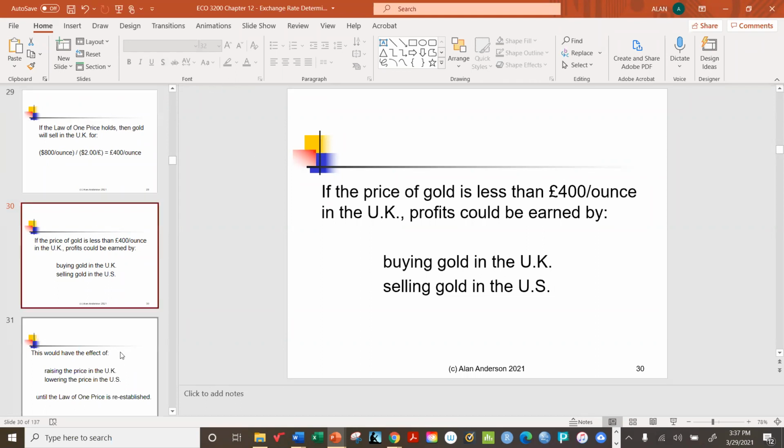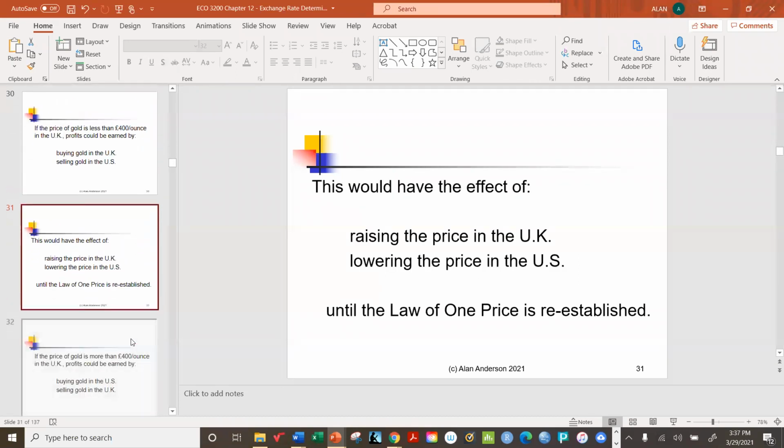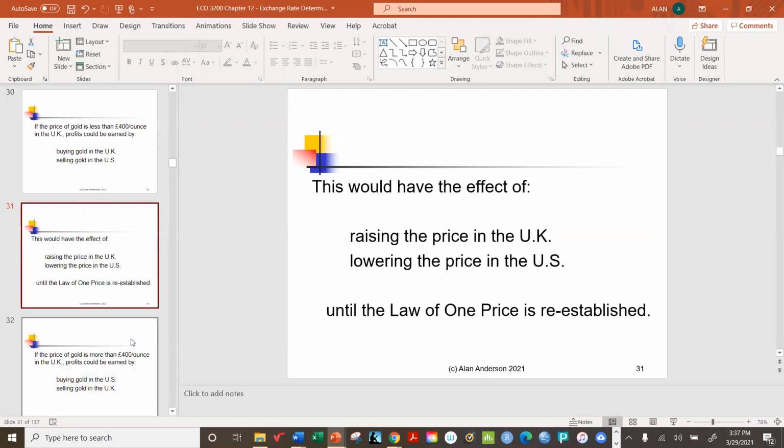Now, on the other hand, what would happen as a result of this? As everyone starts buying gold in the UK, the price will go up. And as people start selling gold in the US, the price will go down. And pretty quickly, the price would be the same in both countries, at which point we say that the law of one price is reestablished, or it holds.